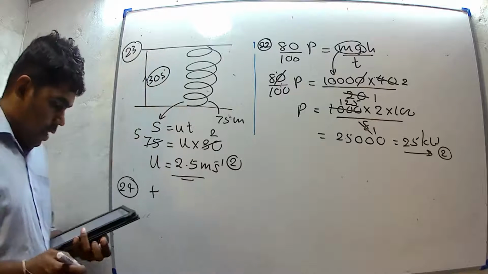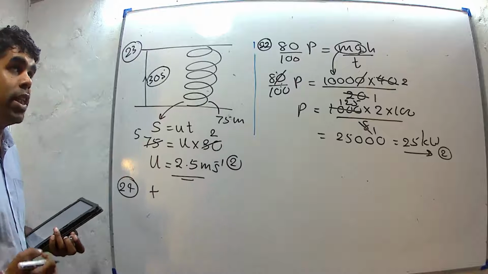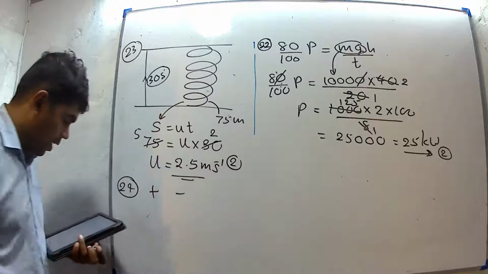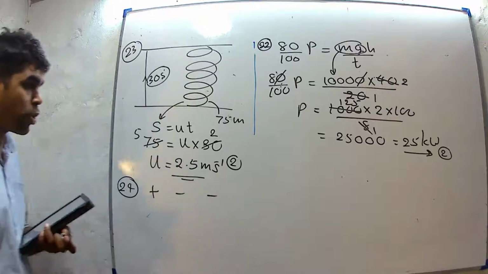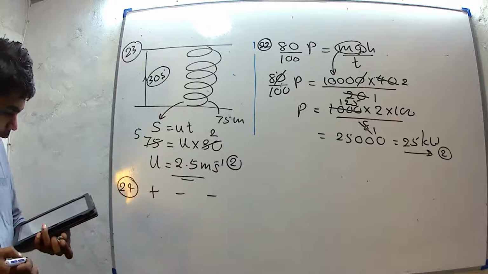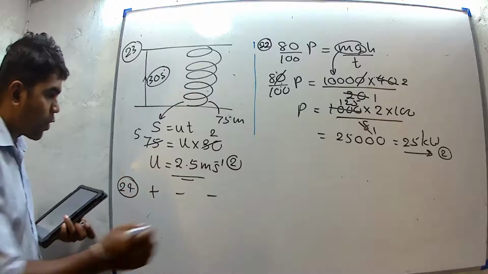And gravity on the weight, gravity is acting in the downward direction. It should be minus. Weight on his hand also minus. It is also in the downward direction. Plus, minus, minus. Then the answer is 3 for question number 24.